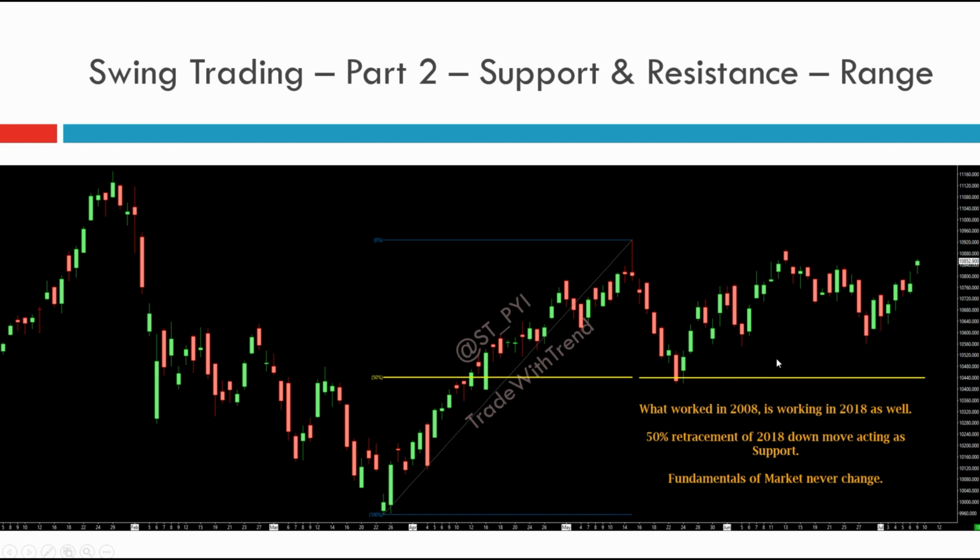So this is not a historical chart. This is the current chart. We are in July. So look what has happened over the past 2 months. Price has taken support again at 50% retracement. And since then it has not retraced back, or rather tested this level. And today we have seen price actually moving well above 10,900 as well. So I hope my point is clear.